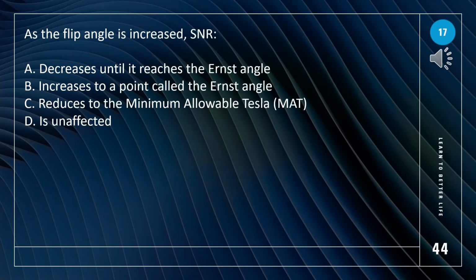As the flip angle is increased, SNR decreases, increases, reduces to the minimum allowable Tesla, or is unaffected? The answer is B. Increases to a point called the Ernst angle.